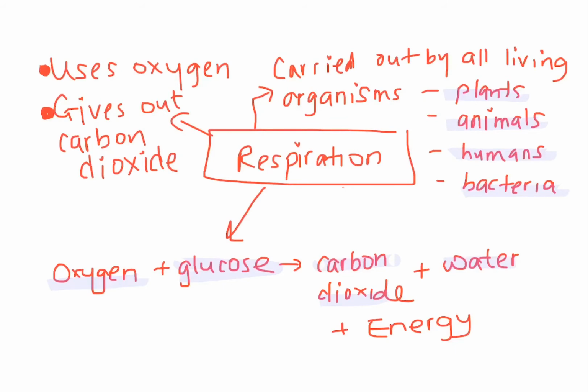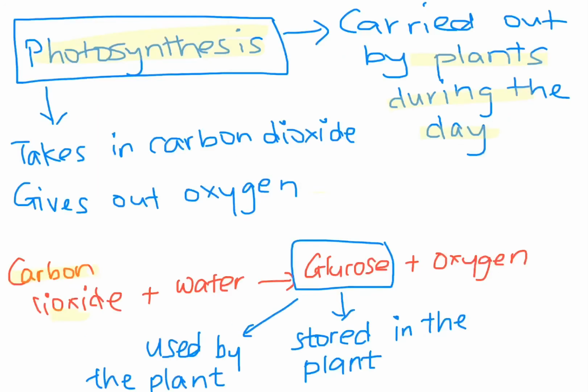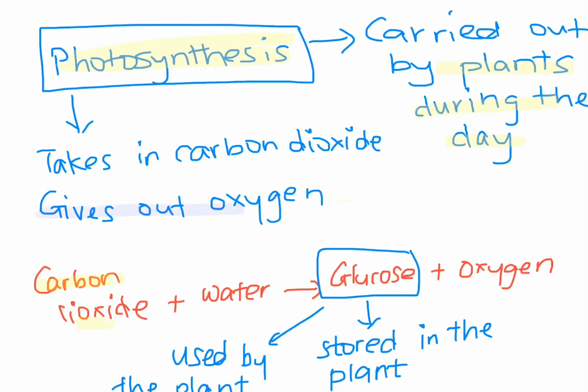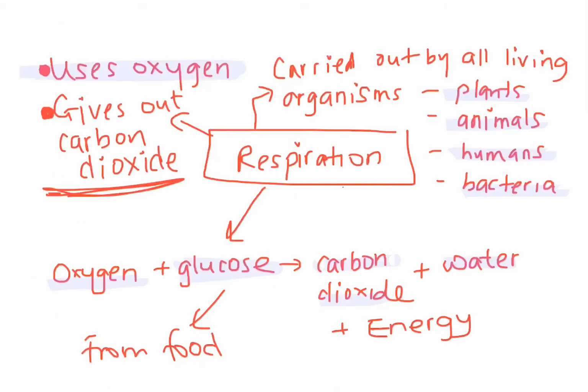And this glucose comes from the food, or from anything that the organism consumes, takes in, right? Now, respiration is going to produce carbon dioxide into the atmosphere and absorb oxygen from the atmosphere. So this process, respiration, is going to use oxygen. Remember, photosynthesis gives out oxygen, and respiration uses oxygen.